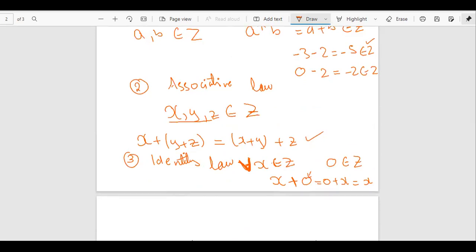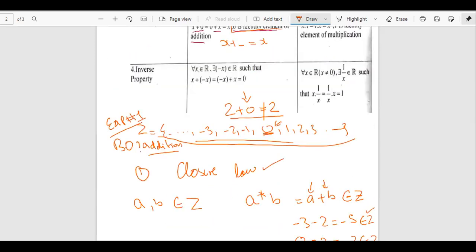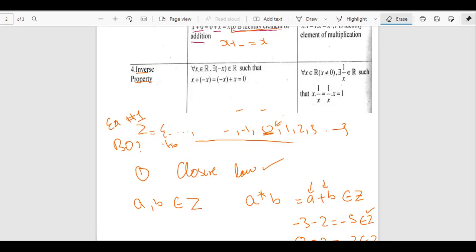So far, it looks like addition might be a binary operation on integers, but we are not sure because we need to study these properties as well. Okay, so are you clear till that part? Yes. Sure. 100%. Excellent.